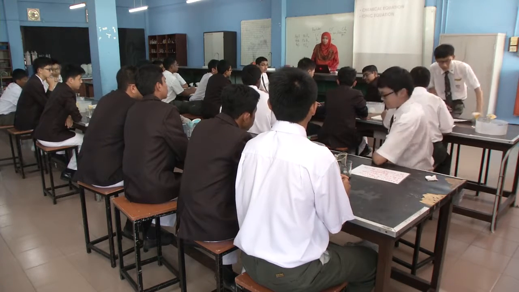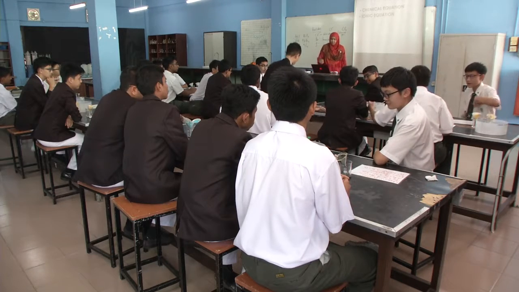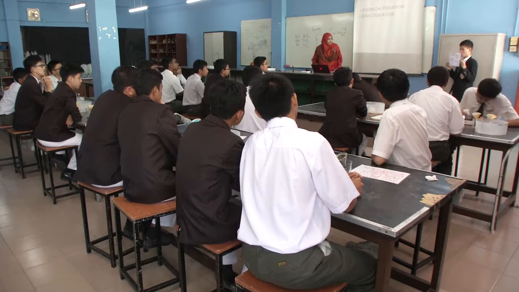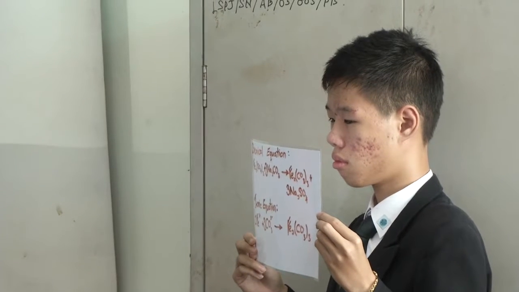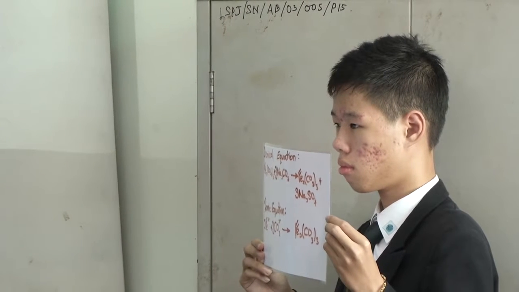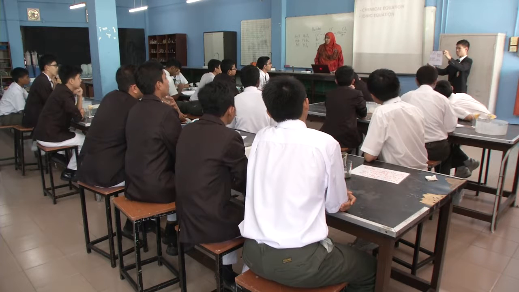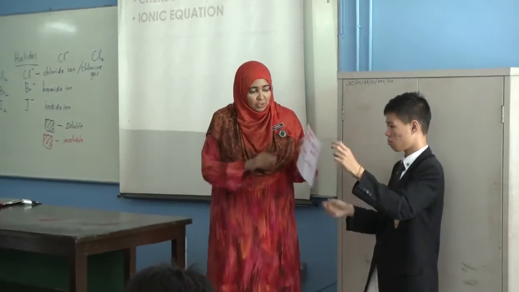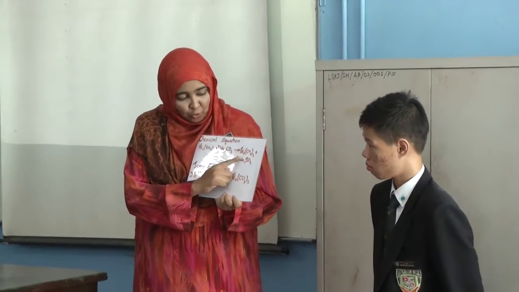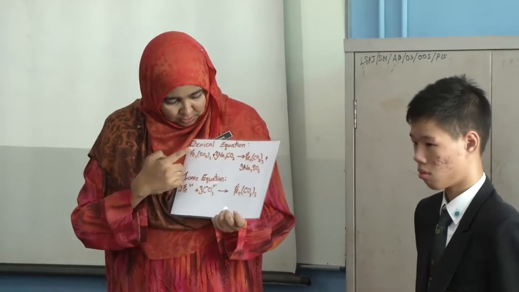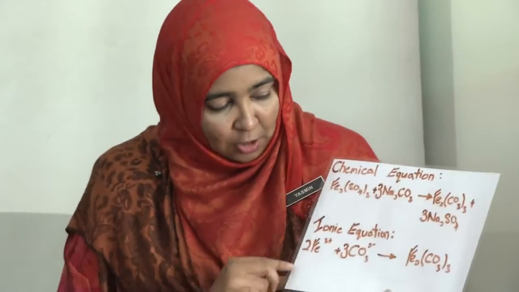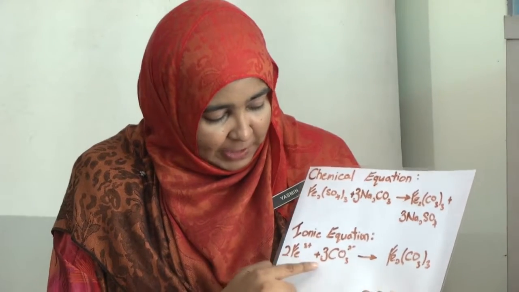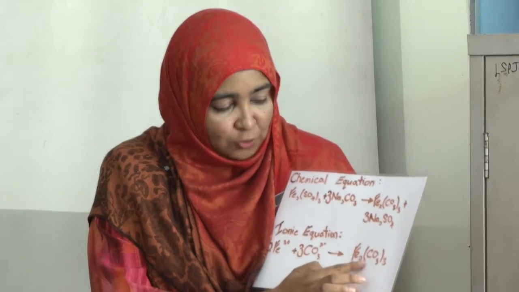Group 2, come. Come, Nicholas. So he wrote Fe2(SO4)3 plus 3Na2CO3 arrow Fe2(CO3)3 plus 3Na2SO4. Check the balancing, is that correct? Yes, because the balancing is correct. Here you have Fe2, here also Fe2. How many CO3? 3. So here? Also 3. So his ionic equation is also correct: 2Fe3+ plus 3CO3 2- arrow Fe2(CO3)3. Thank you group 2. Okay, group 3, come.